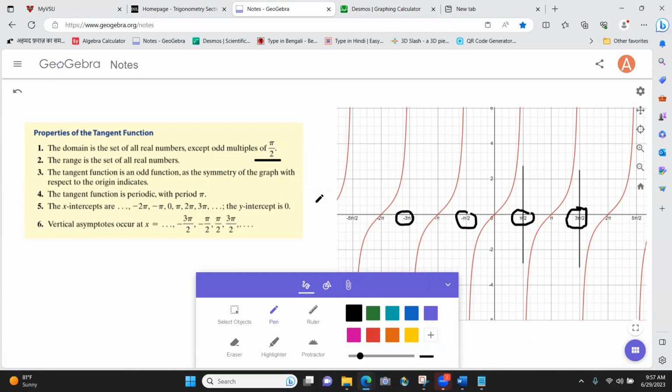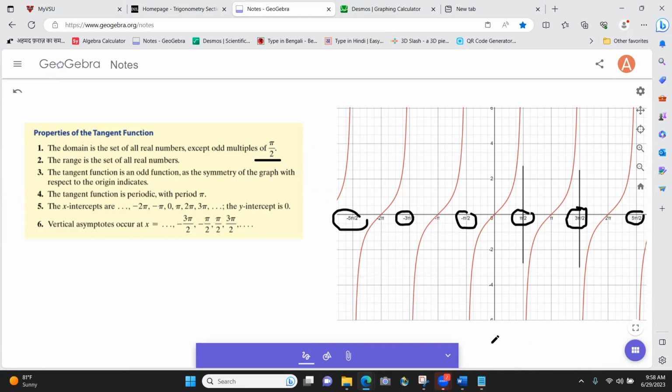The numbers I circled, pi over 2, 3 pi over 2, negative pi over 2, negative 3 pi over 2, negative 5 pi over 2, which I didn't circle, but I could. These are odd multiples of pi over 2. Okay, that's all they're trying to say. The range is the set of all real numbers that are output. Look, the range goes all the way from negative infinity to positive infinity. Anything can be the output here, all these guys.